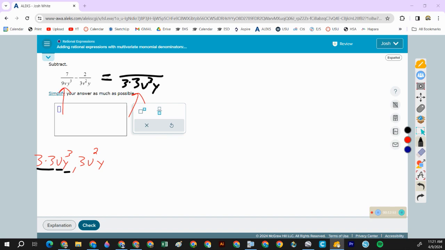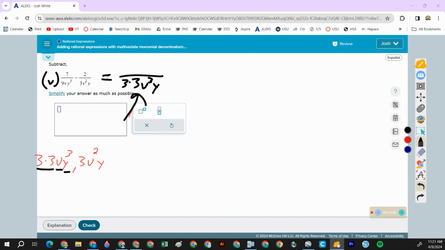Nothing, right? Everything's there, so I don't need to change the first one. Okay. What does this have that that does not have? Oh, I lied. A v, huh? This one lacks a v. So I need to times the bottom by v.